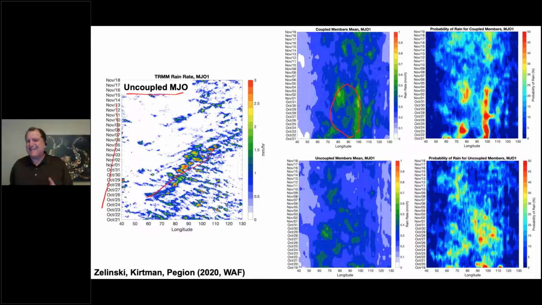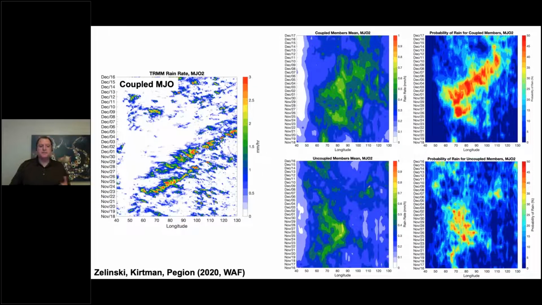So you see a slight enhancement, not a big surprise given the ensemble mean, that the coupled models are producing enhanced rainfall and then a quiescent period and enhanced rainfall. But I can't really argue that the uncoupled models didn't capture that enhanced rainfall. But in neither case do we see any hint of propagation. No propagation.